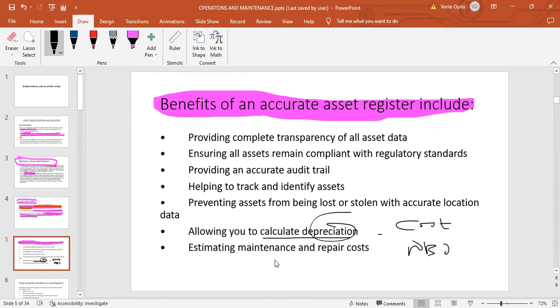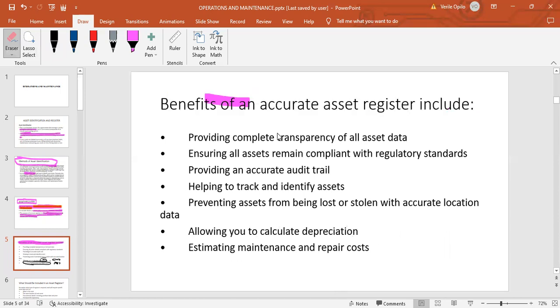Then lastly, it is going to help you in estimating the maintenance and repair cost, because you're able to identify the condition of the assets, and based on the condition of the assets, you can establish what is required with regard to the use of those assets in the business.